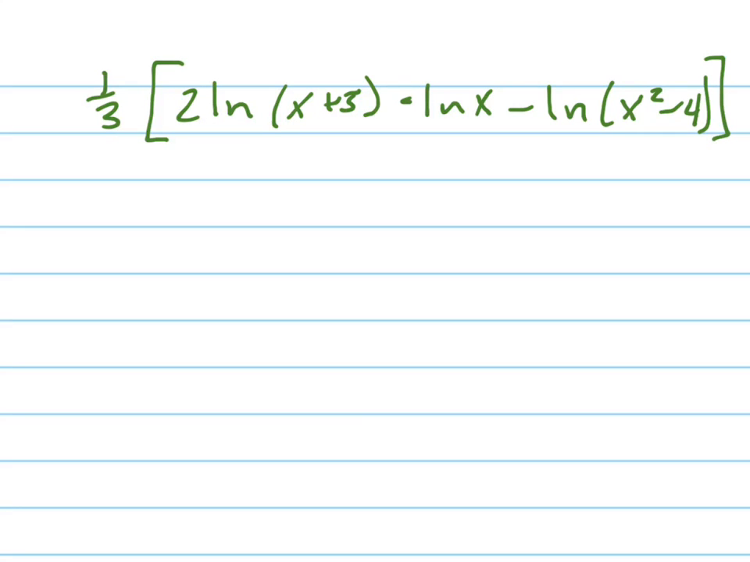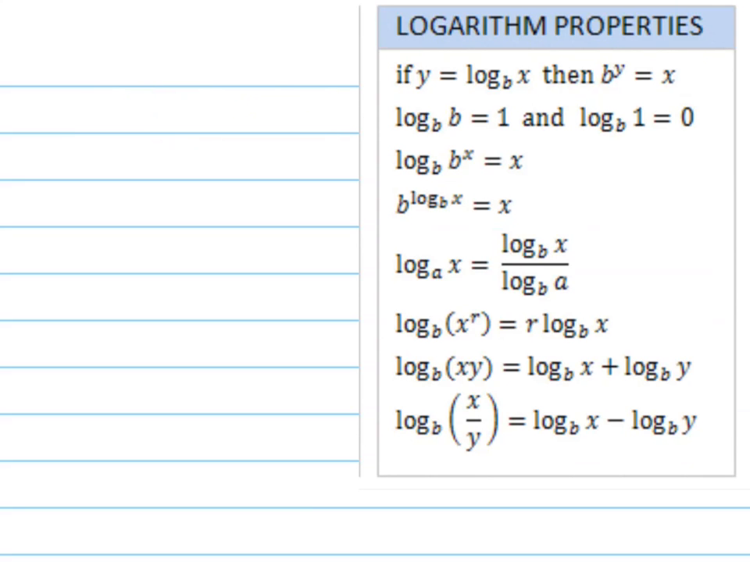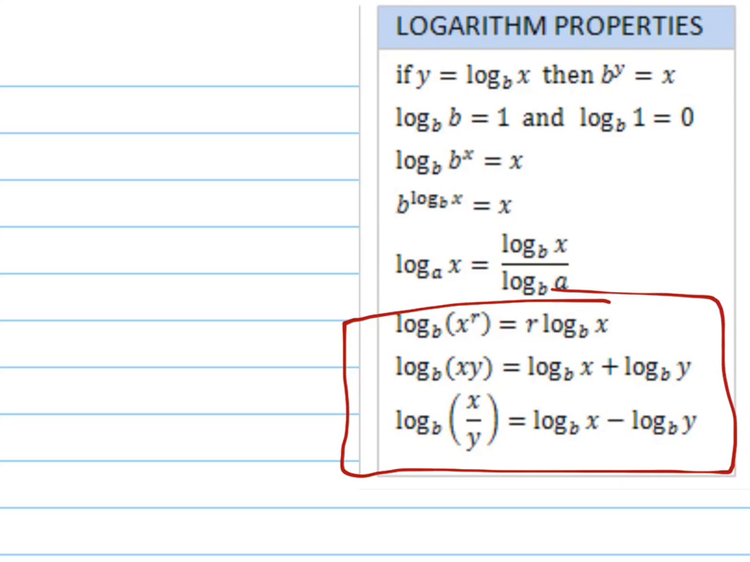Alright, they want us to condense this. Whenever you see a log problem like this, with all kinds of pluses and minuses, most likely there's no equal sign, so they don't want us to solve it. They probably just want us to combine it all together. So we're going to use these properties of exponents right here, and notice that these are the condensing and expanding properties. If we're condensing, we're going from the right side to the left side. And we have to do them in the right order or else we'll mess it up.